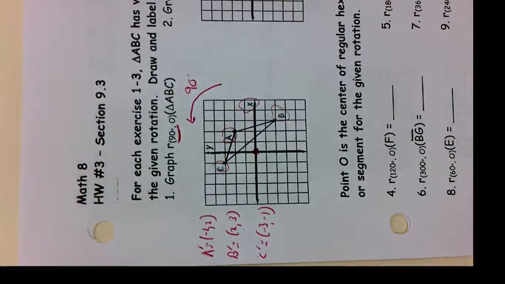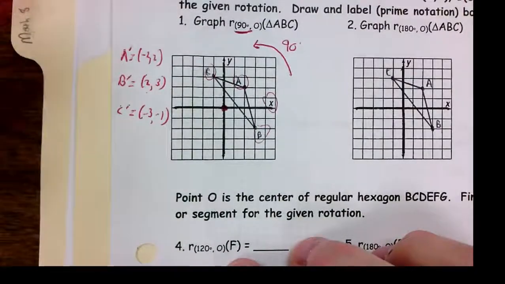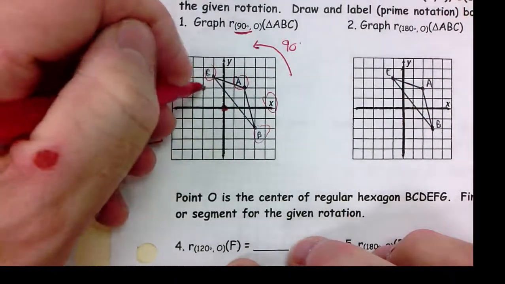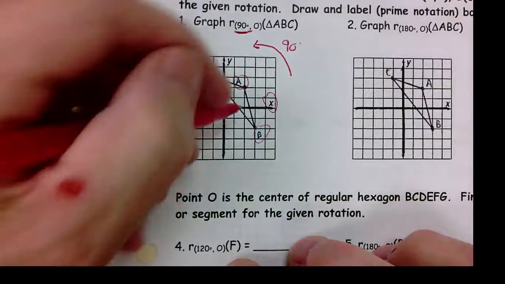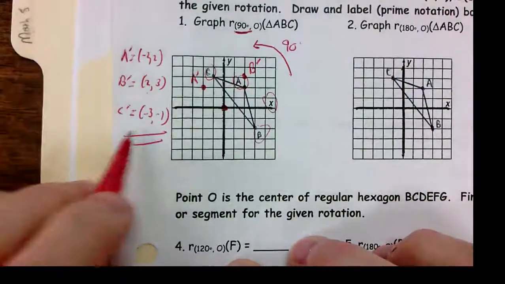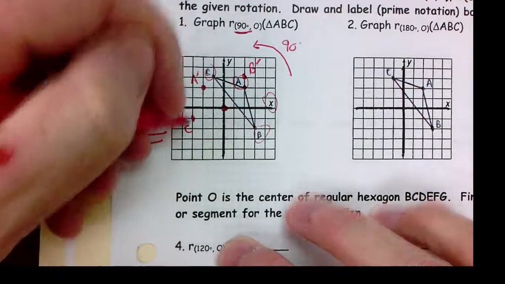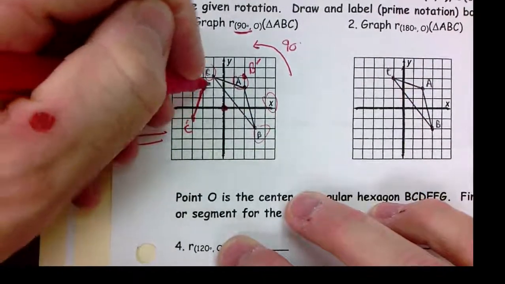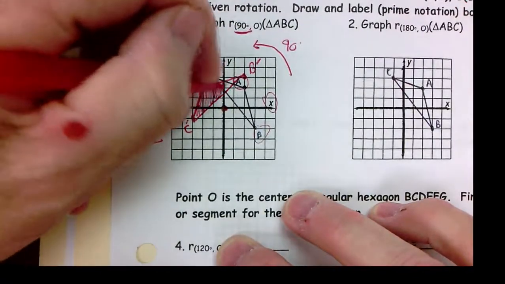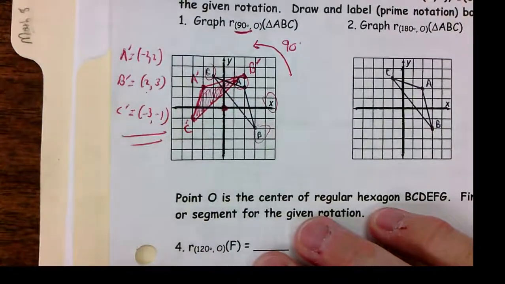So now if we take the graph back to its original orientation, we can go ahead and graph these 3 points. -2, 2 is right here, that's A prime. +2, +3 is right here, that's B prime. And -3, -1 is here, that's C prime. And when I reconnect them, you can see that the triangle has rotated around the center point 90 degrees.